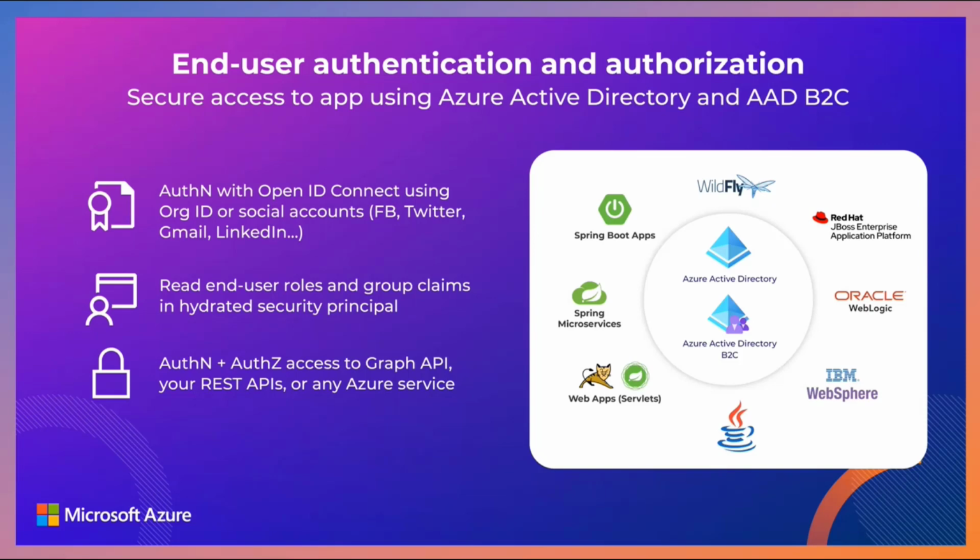We support secure access to apps using Azure Active Directory and Azure Active Directory Business to Consumer. We support authentication with OpenID Connect using org ID or social accounts, supporting reading end user roles and group claims in the hydrated security principal. We support authentication and authorization access to Graph API, your REST APIs, or any Azure service. No matter where you're running your application, no matter what type of application you have, no matter what scenario you're trying to enable an identity for, we have you covered.